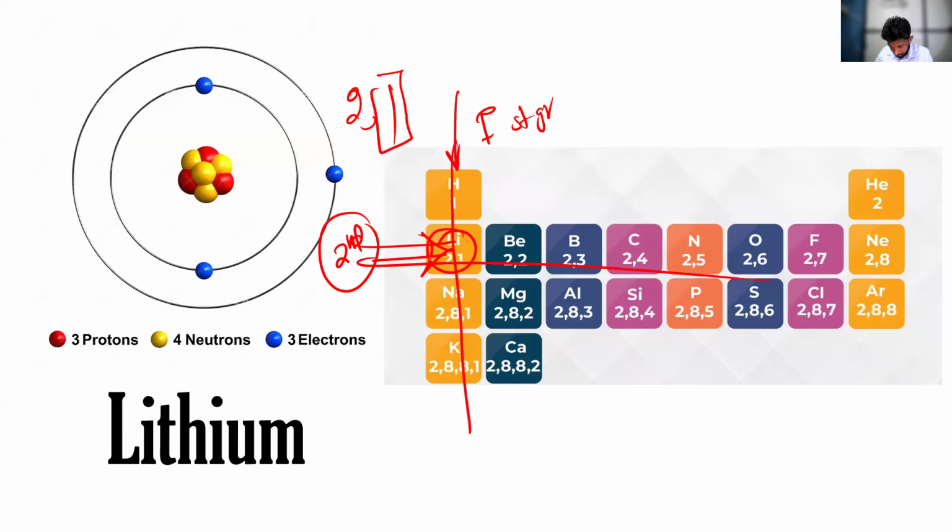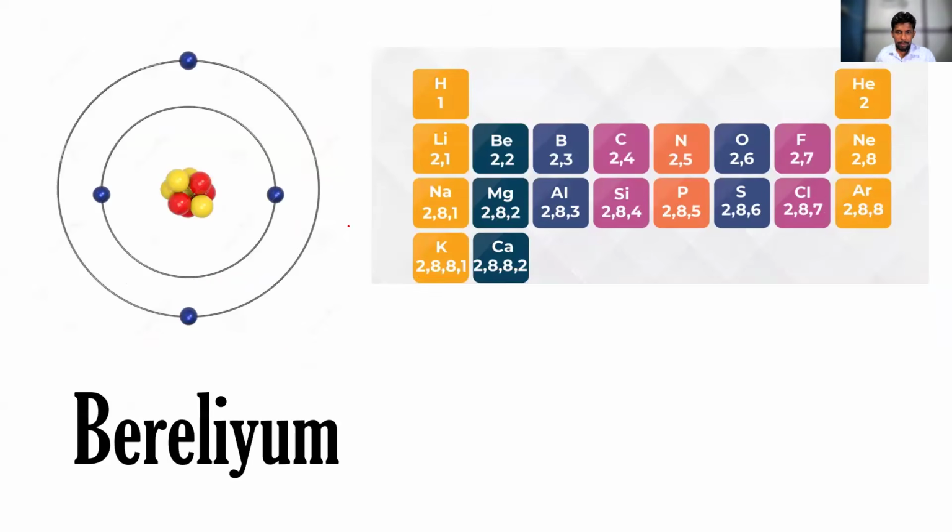That is lithium. Okay. And for the beryllium, we'll write the electronic configuration, right? 2, 2. So how many numbers are there? 2 numbers are there. So second period. And what is the last number? That is also 2. So this is second group. So in the second period, in the second group, here we can see the beryllium.